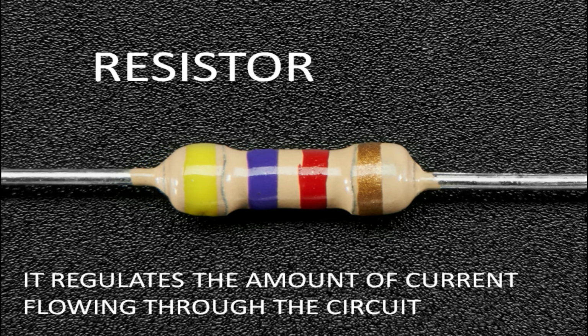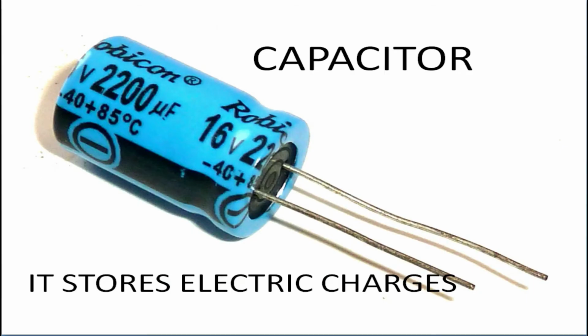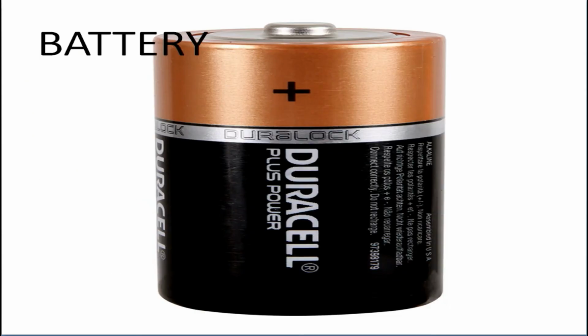This is a resistor. It regulates the amount of current flowing through the circuit. This is a capacitor. A capacitor stores electric charges. It is a bit like a battery but has a different job to do. This is a battery. A battery uses chemicals to store electric energy and releases it very slowly through the circuit.